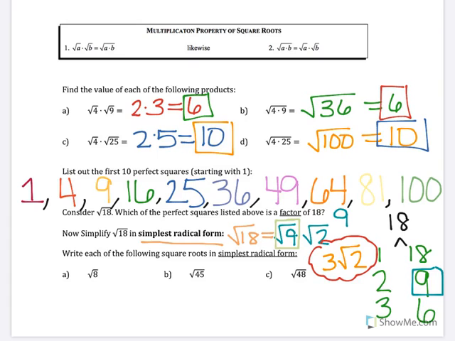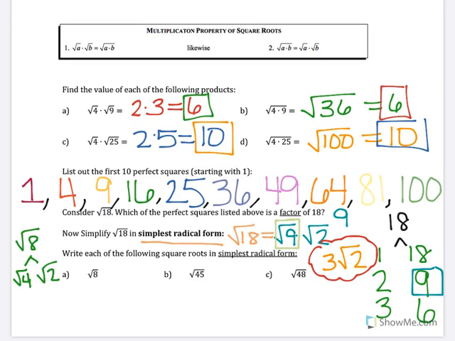Don't worry, we'll practice some more so that we can all get the hang of it. Below, we have: write each of the following square roots in simplest radical form. We start with the square root of 8. If we figure out what two numbers go into 8, where one of them has to be a perfect square, hopefully we can figure out that it would be the square root of 4 and the square root of 2.